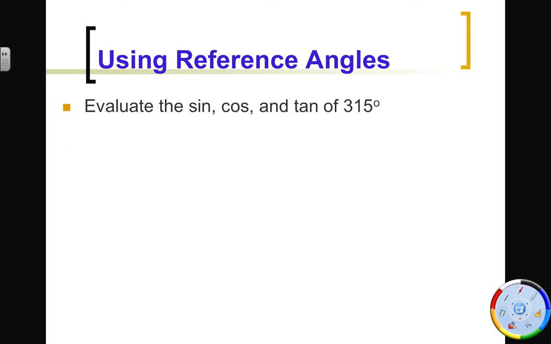So here's how we're going to use them. I want to evaluate the sine, cosine, and tangent of 315 degrees.